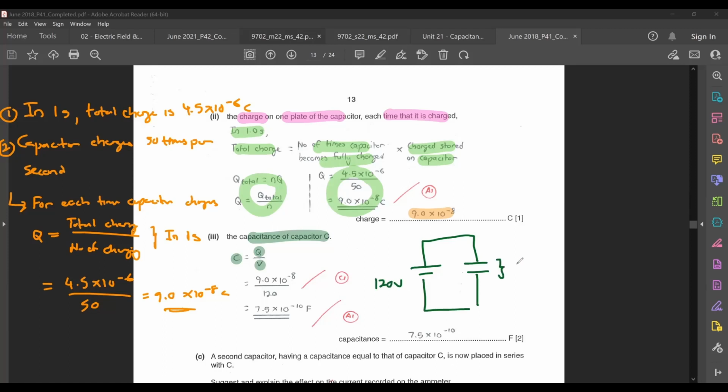And then this one, you already know that your charge stored on one plate was 9 times 10 power minus 8 coulomb. So when your capacitor becomes fully charged, the one thing we know is that it must always be equal to my voltage supply. So I know the charge, I know the voltage, I can hence find out your capacitance. So take 9 times 10 power minus 8 divided by 120, you get 7.5 times 10 power minus 10 farads. This is your capacitance.